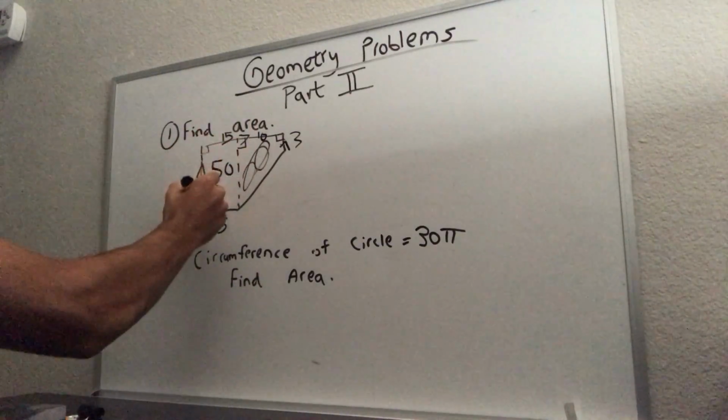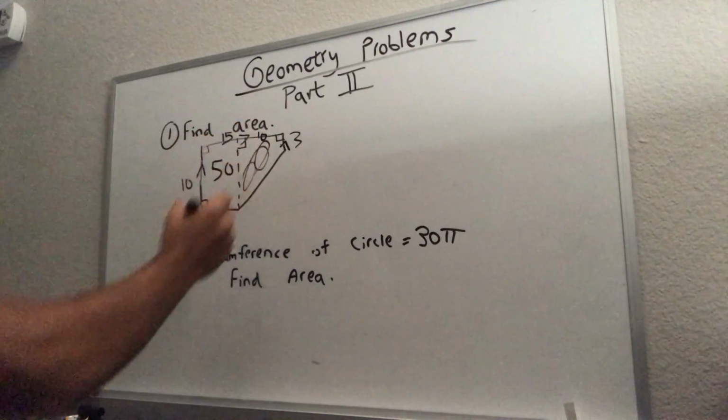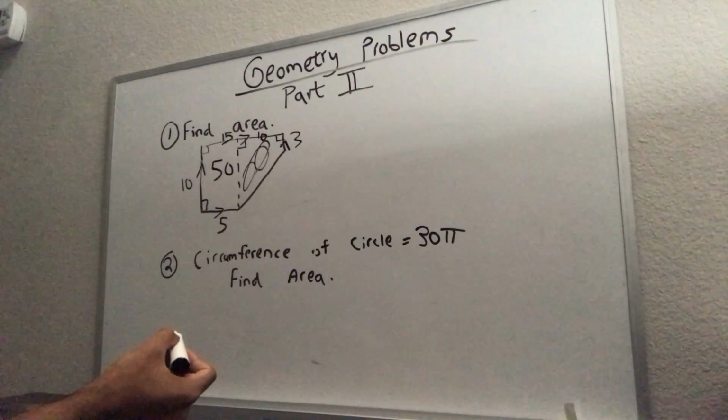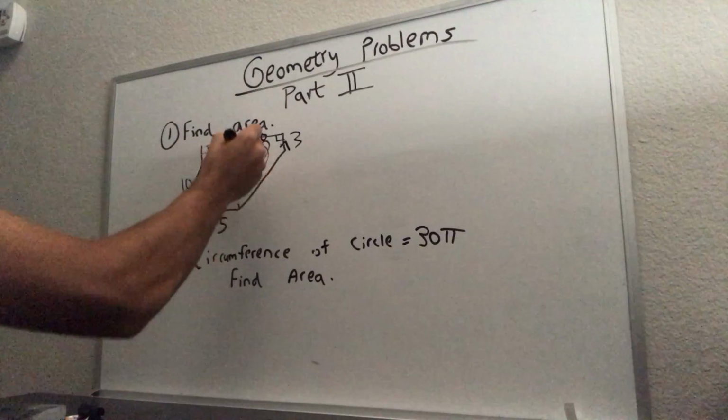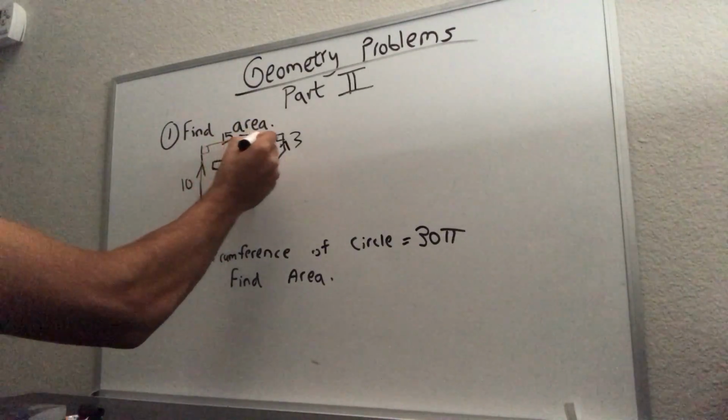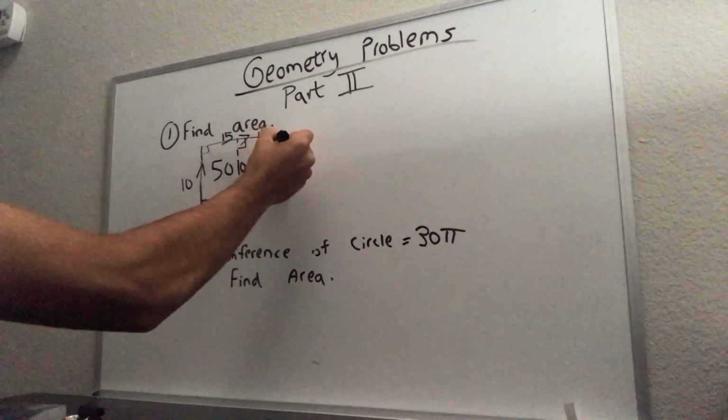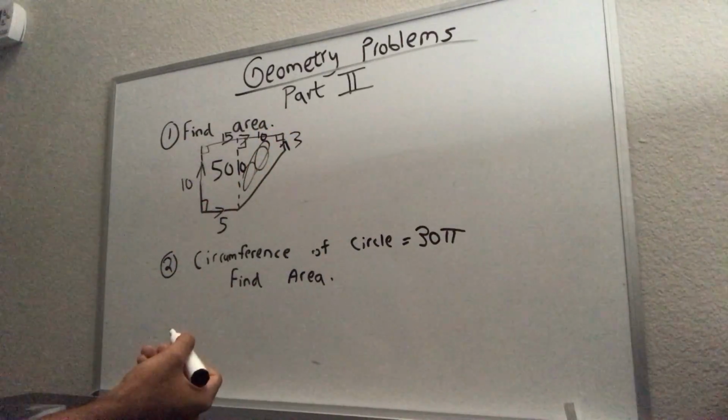And we know that this is 10. So obviously this is a rectangle. With a rectangle, opposite sides are of equal length. They're congruent. So this must be 10. We know that this is 10. We know that this is 10. We know that this is given to be 3. And really this is a trapezoid.